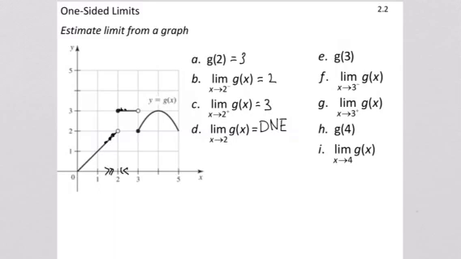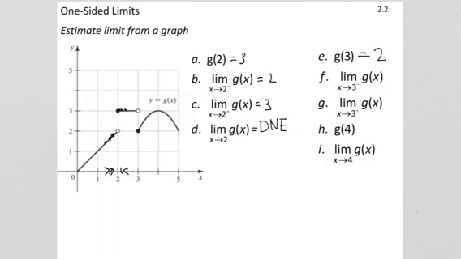Okay, moving on. g of 3. What's g of 3? So 3 is here, and the image of 3 is this filled in point. This point is the ordered pair (3, 2). 3 is a domain value, 2 is the range value. 2 is the image of 3 under g. So g of 3 is 2.